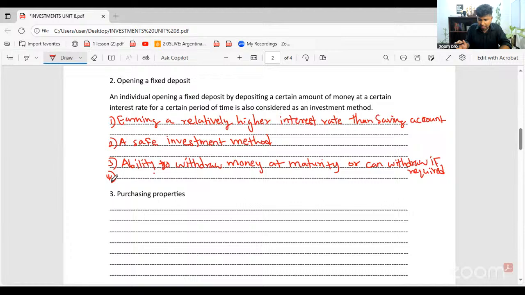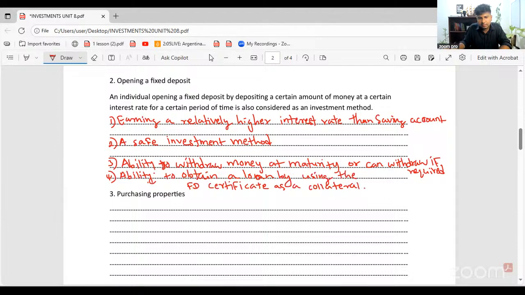Therefore, number 4 is the ability to obtain a loan by using the FD certificate as a collateral, as a security. So write down this.